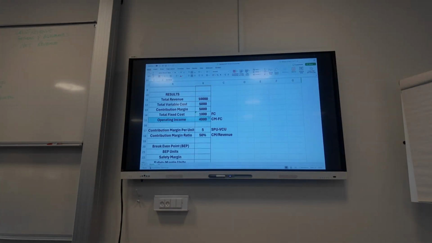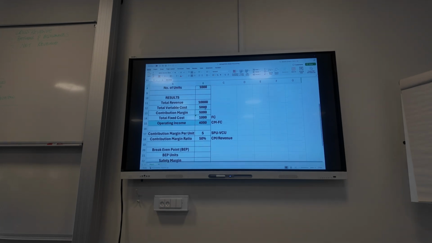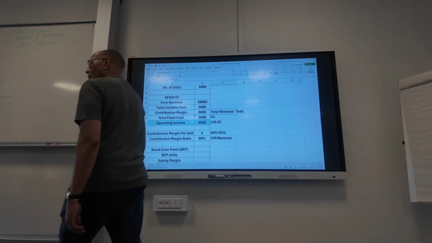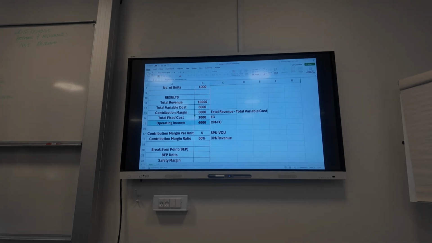Okay. So we will have to see first of all contribution margin. What is your contribution margin? Contribution margin is equal to total revenue minus variable cost, which is 10,000 minus 5,000. Then you will get... But everybody, the formulas are right here on the board. Everybody's panicking. The formulas are right here on the board.